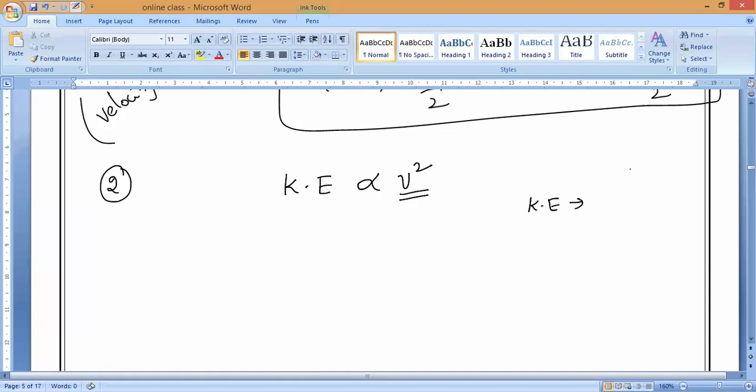Now let us consider, for example, in the initial case, your kinetic energy is some value for a certain velocity. Now the velocity will become double. Velocity becomes double means what, Elmokel? 2v whole square, which becomes 4v square. So if velocity becomes double, kinetic energy increases by how many times? 4 times.